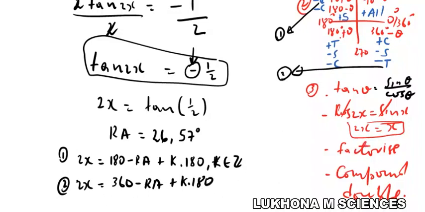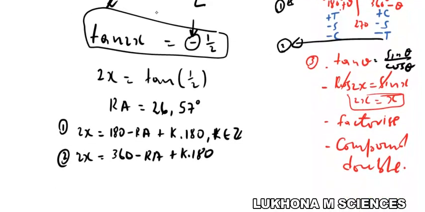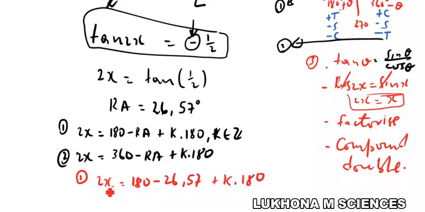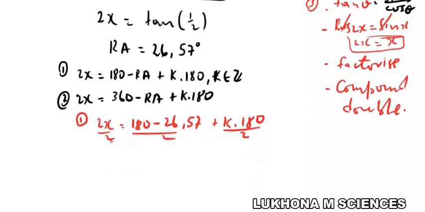Now let's write the first solution. Solution number 1, we have 2x is equal to 180 degrees minus 26,57 plus k times 180. Then we divide by 2 throughout. Then x is equal to, so the answer is 76,72 degrees plus k times 90, where k is an element of the integers.